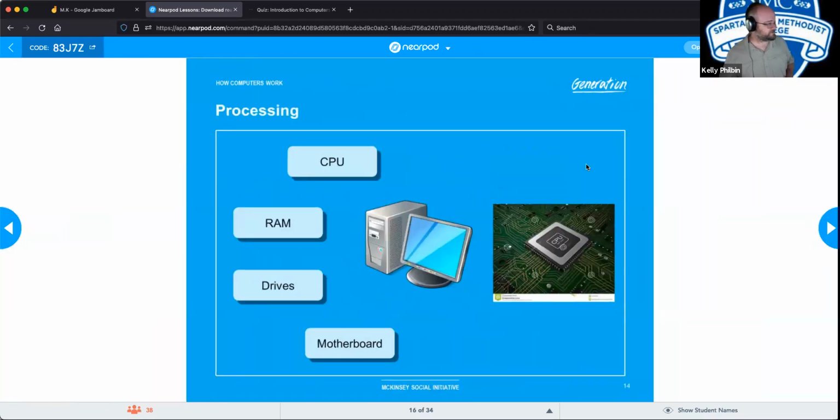All right. So the processing aspect of the computer itself is done by your CPU, your RAM, your drives, and your motherboard. Predominantly, the heavy lifting is done by the CPU itself. Questions so far? This is mostly just a definitional approach, just kind of working on the vocabulary a little bit, introducing you to it.